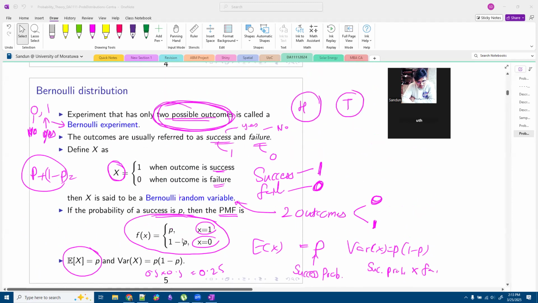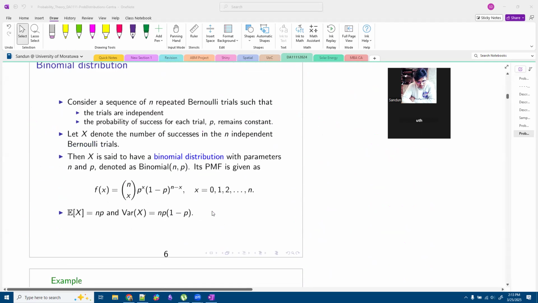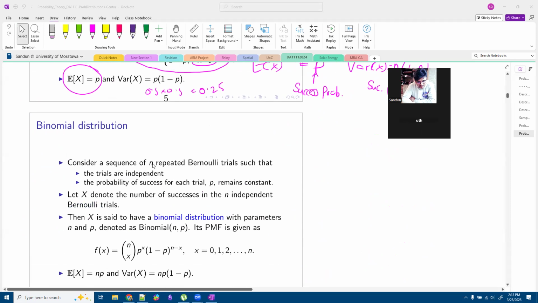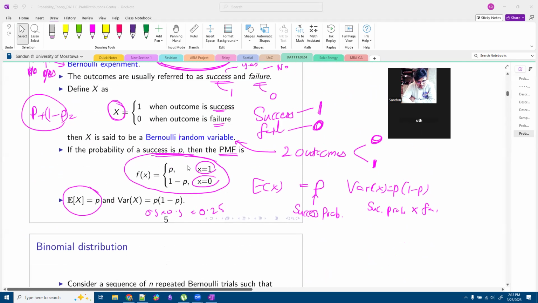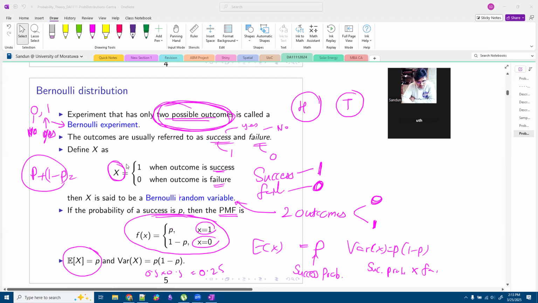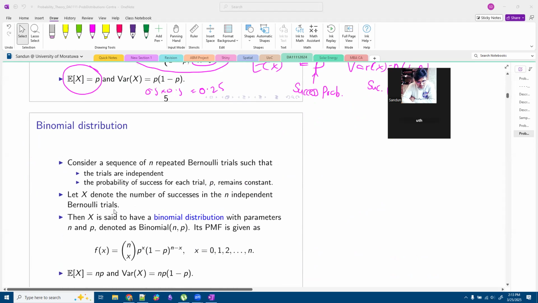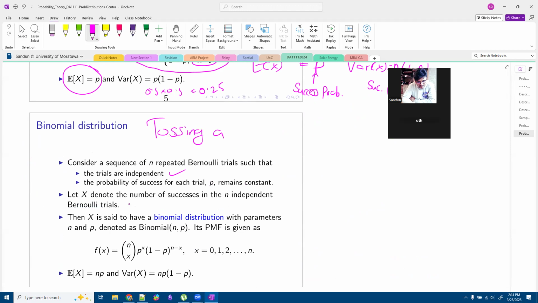Okay. So Bernoulli distribution is a distribution of a Bernoulli random variable. Binomial distribution is a sequence of n repeated Bernoulli trials. So what is the difference here? A Bernoulli distribution is when you have a success or failure, right? And binomial distribution is n repeated Bernoulli trials such that the trials are independent. So imagine you are tossing a coin. So n repeated Bernoulli trials have a head, tail, head, tail, tail, tail, head, head, tail, tail, head, head, head, tail, tail, tail, head, tail, something. That's n repeated Bernoulli trials.